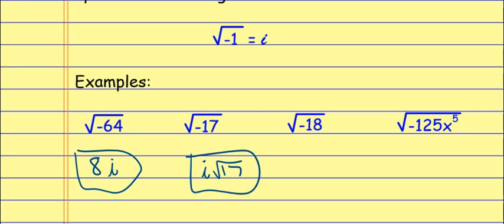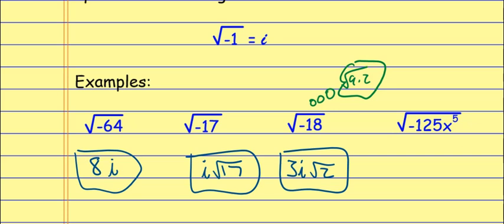Okay. Next one, same kind of thing. I take the square root of a negative, gives me an i. But then with an 18, there are perfect squares that divide evenly into 18. Remember, an 18 is really a 9 times 2. And when you think about a 9 times 2, you can take the square root of 9. That gives you a 3. But the 2 is still left over. Okay.